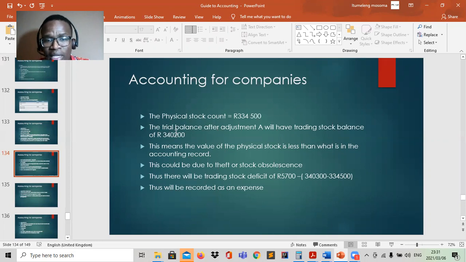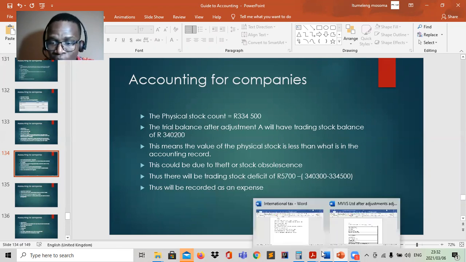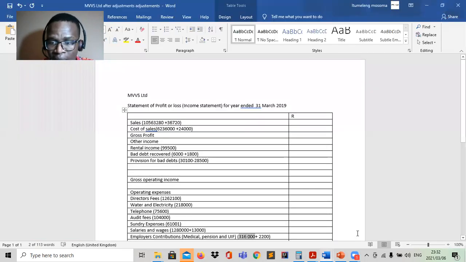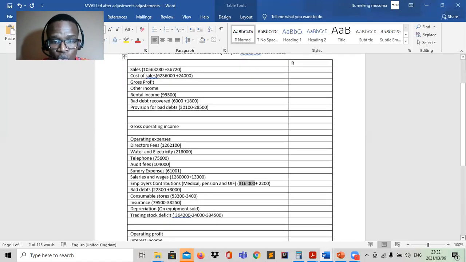this amount on the trial balance, 340,300 minus 334,500. Well, I think there's a typing error here. It is supposed to be 2. Yeah, my apologies for that. That will be recorded as an expense, right? Then we move to show how this is affected on your income statement, which we are required to do.